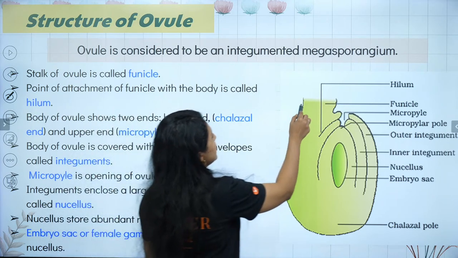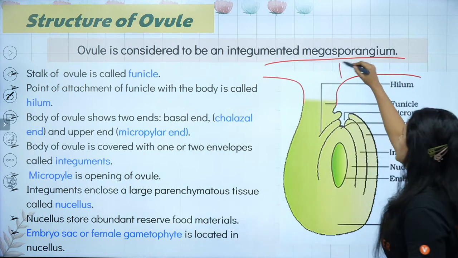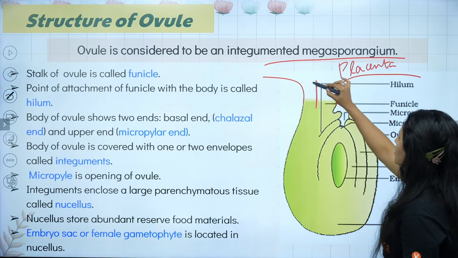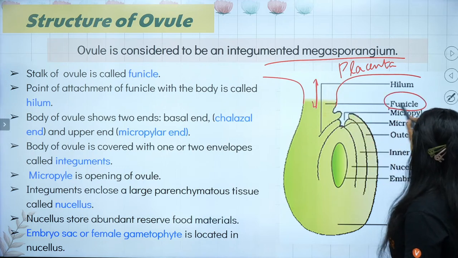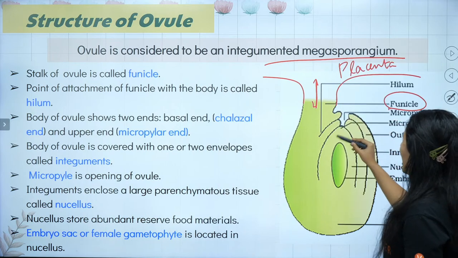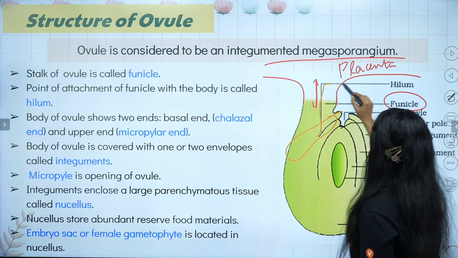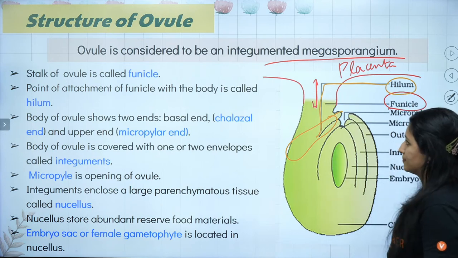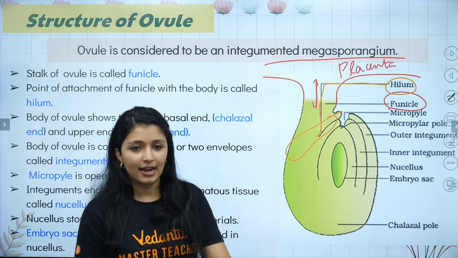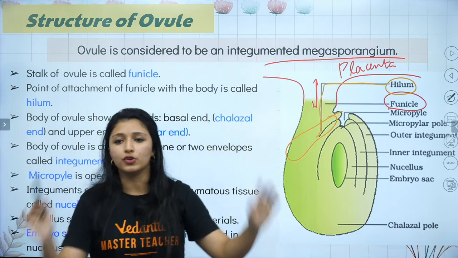Now, if I extend this diagram, this is your placenta, and this entire stalk is called the funicle. The region where the funicle is attached to the ovule is called the hilum. Yes, it'll come up soon, Nazim. So we have the placenta, the funicle, the hilum, and then the ovule.